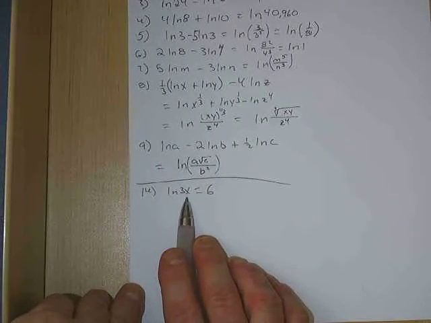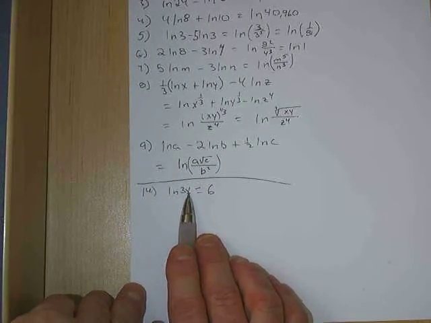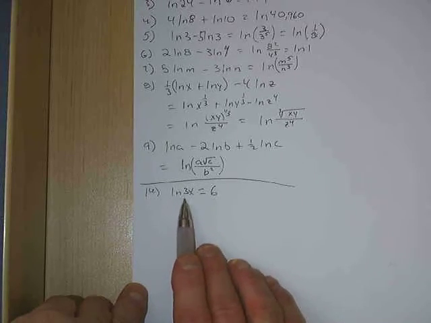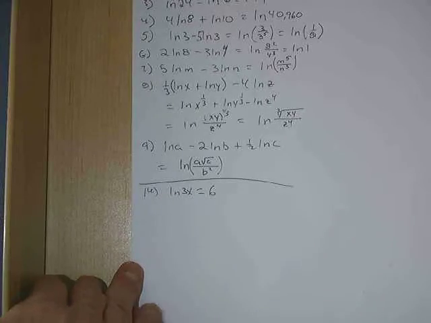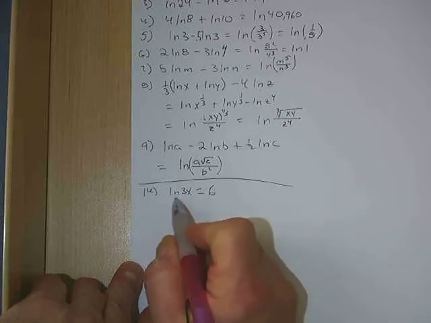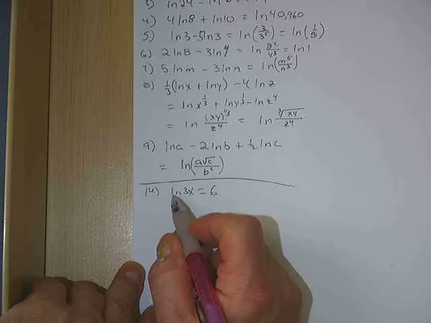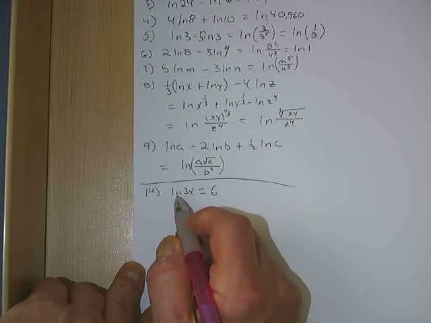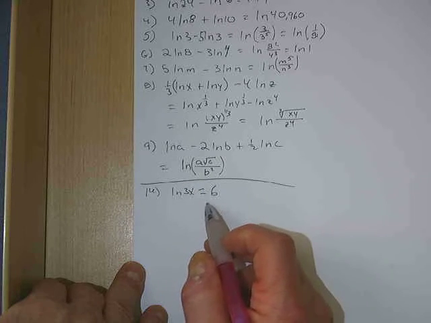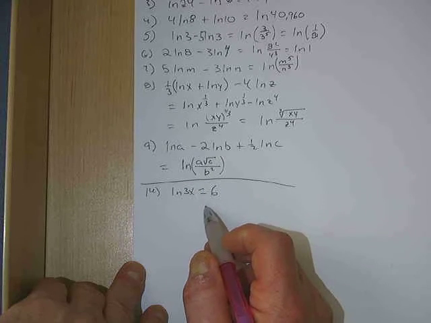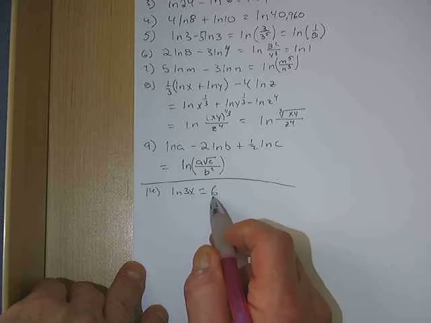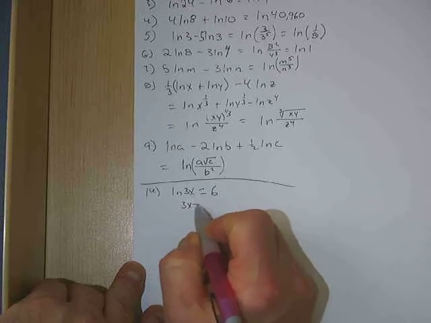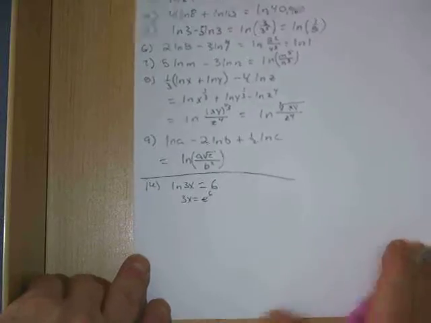To unlock the x out of the logarithm, I need to convert this from logarithmic form to exponential form. That will unlock this x. What do I mean by that? What base is this? E, thank you. And I'm raising it to what power? What is the exponent? 6. A log is an exponent. So it becomes 3x equals e to the 6th.